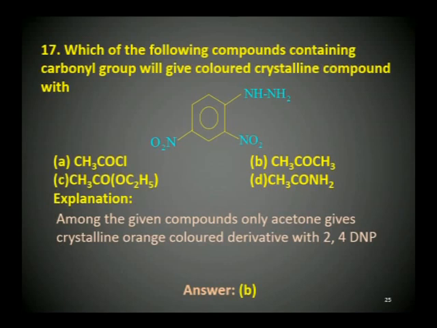That means aldehydes and ketones react with 2,4-dinitrophenylhydrazine to produce aldehydic or ketonic 2,4-dinitrophenylhydrazones, which give an orange yellow colored precipitate, or crystalline orange precipitate.